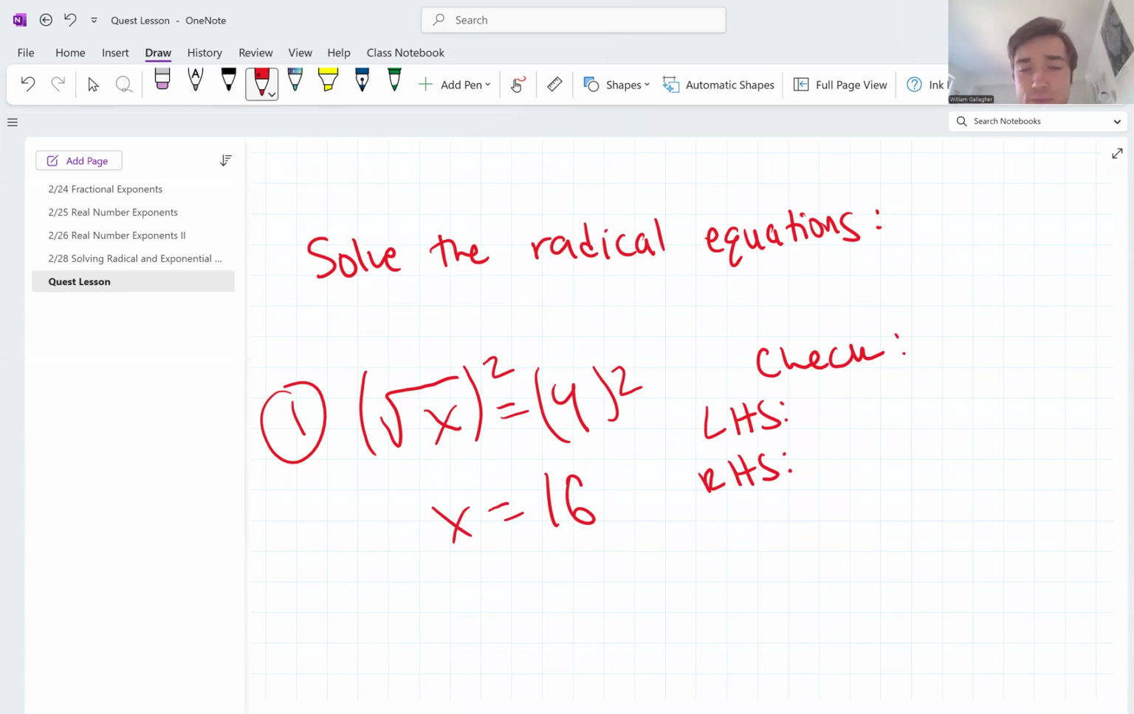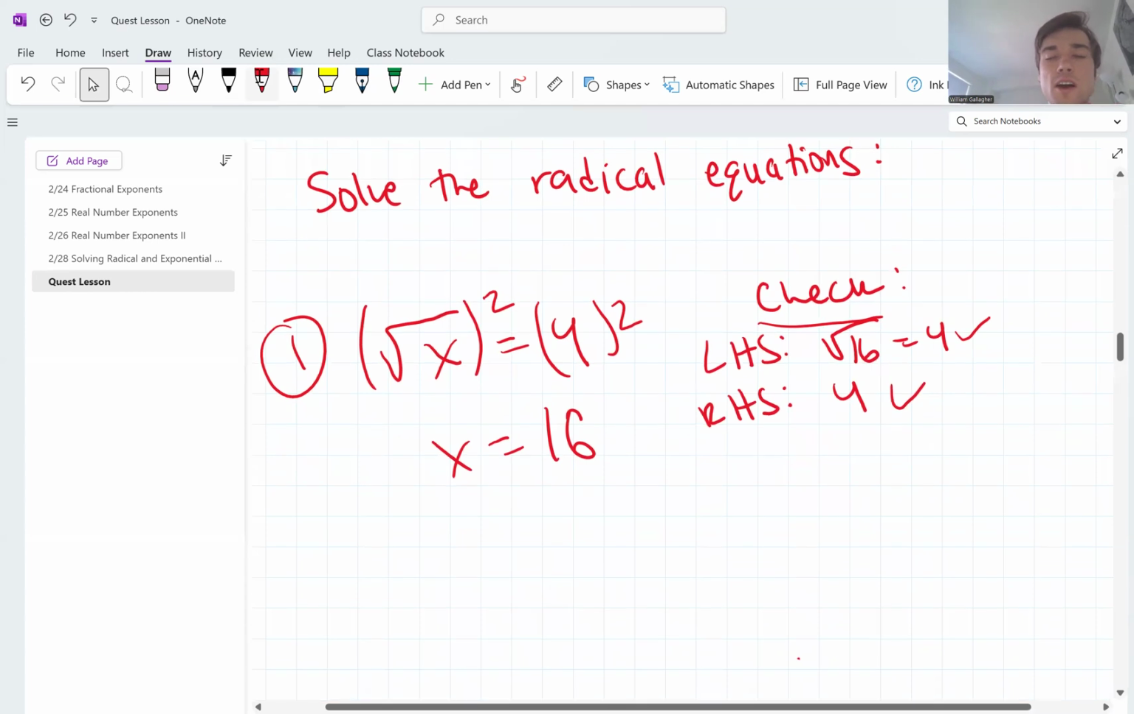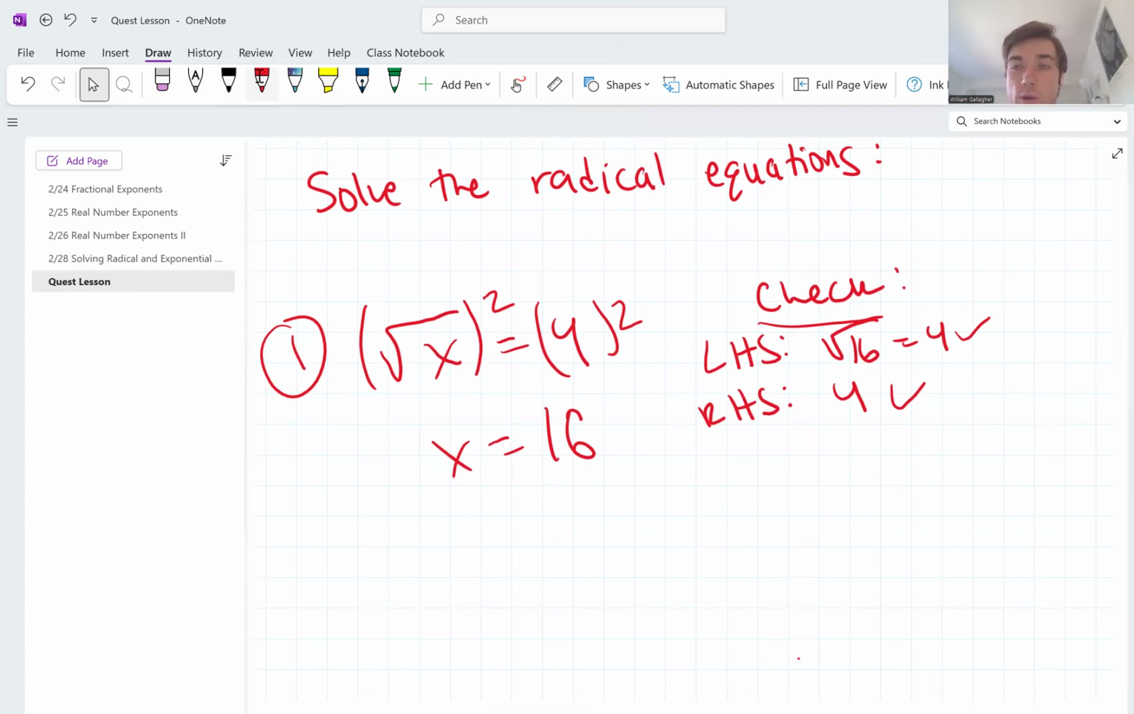And so the left-hand side, pretty straightforward, right? Square root of 16 equals 4. And of course, the original right-hand side was also 4. So we're all set. Okay. And again, that seems kind of obvious, but I want to remind you that a couple units ago, anytime we squared both sides of an equation, we did check our work.